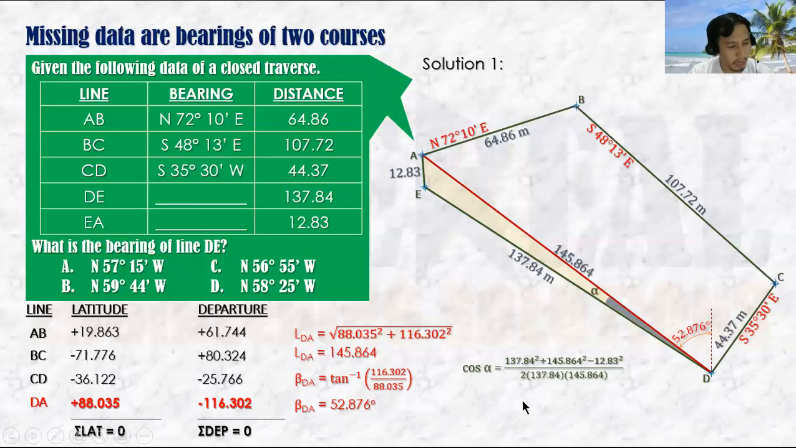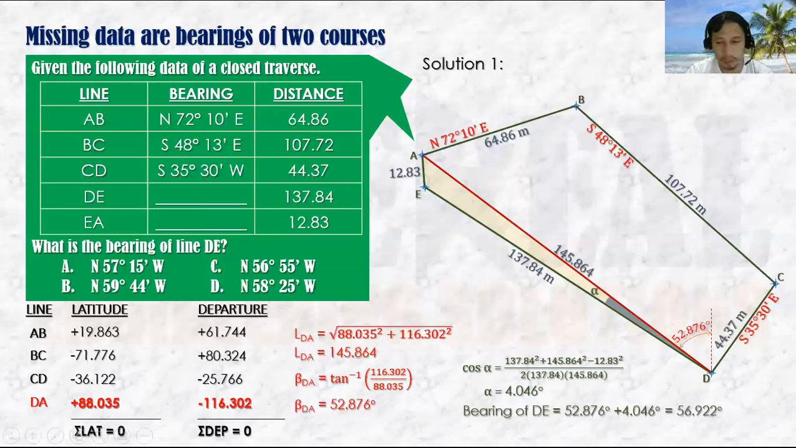So, evaluating alpha, diniretso ko na lang. I'm not gonna evaluate that using my calculator na lang. No? So, that's 4.046 degrees. Okay? So, ibig sabihin yan, the bearing of DE is the sum of 52.876 degrees and 4.046 degrees.